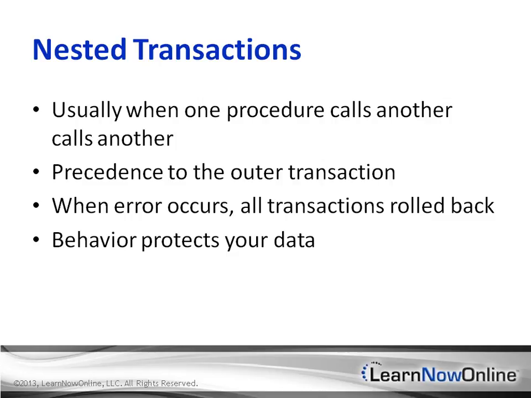Without that behavior, if any part of a transaction commits but another part rolls back, your data could be left in an inconsistent state. And then you can use the global @@TranCount function in order to return the number of active transactions for the current connection. So this lets you keep track of where you are within nested transactions, and you can even perform conditional logic based on how deeply you're nested within a transaction hierarchy.